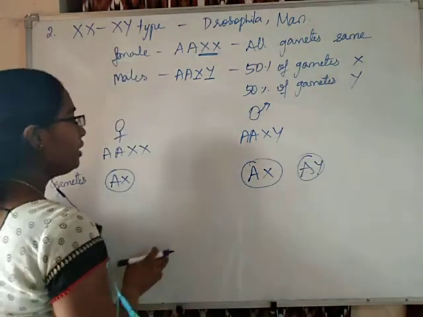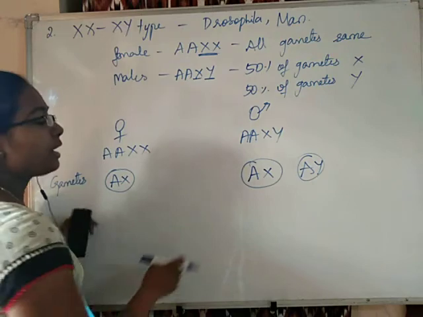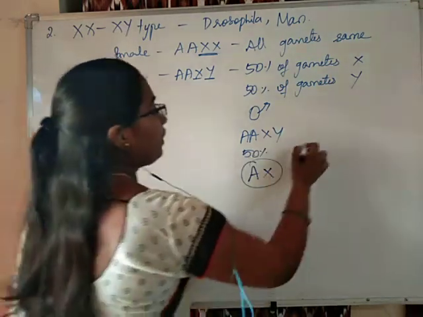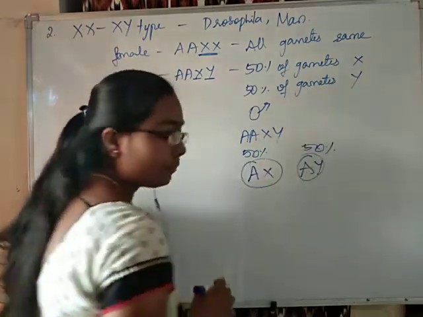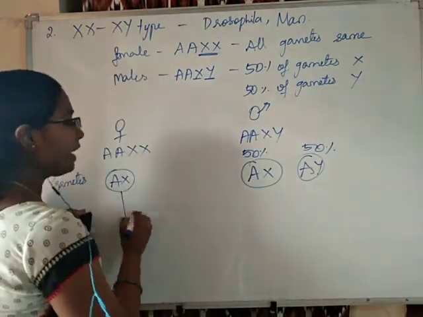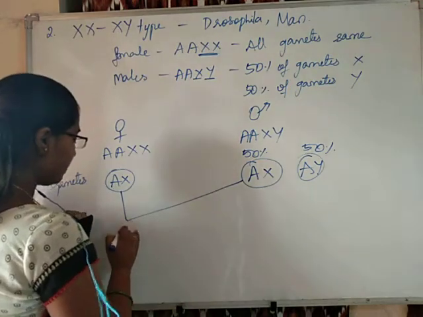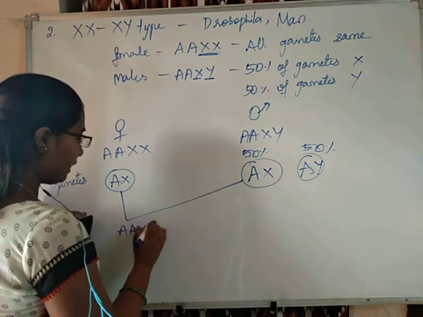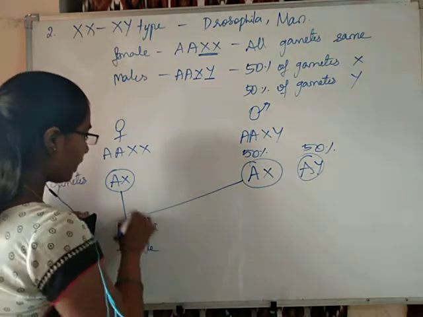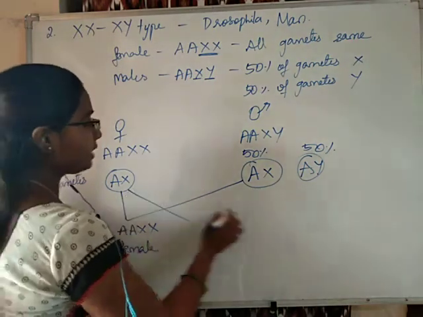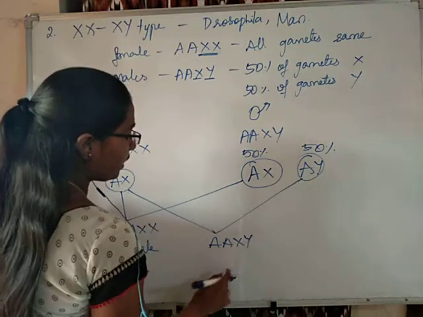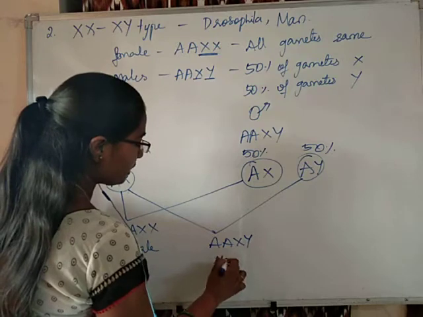In that way two different gametes are produced, and 50% of them will be AX, 50% of them will be AY. Each of them will have an equal chance of fertilizing the ovum. If AX is fertilized by AX, then it would be AAXX. AAXX individual is a female. If AX is fertilized by AY, it is AAXY. XY means this individual is a male.